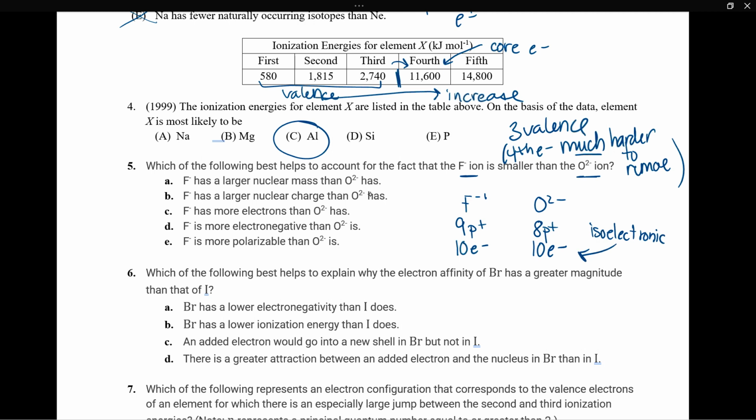But the F- ion is smaller than O2-. And looking at this information here, I can already see it's probably because fluorine has more protons. So it's got more protons attracting in those electrons. So mass has nothing to do with it. Fluorine has more electrons. C is just not a true statement. Polarizable, you might be like, what are they talking about there? It seems like the thing that really explains why fluorine has a smaller radius is because it has a larger nuclear charge. There's more protons in the nucleus that are attracting in those 10 electrons. So therefore, this is going to have a smaller radius.